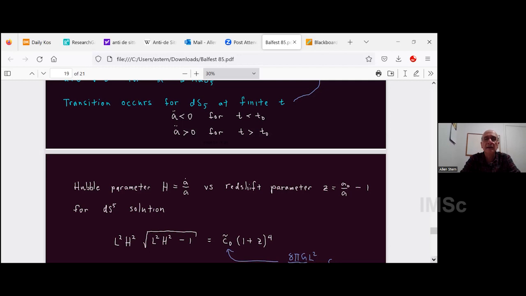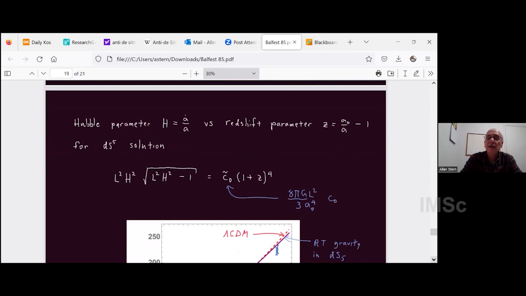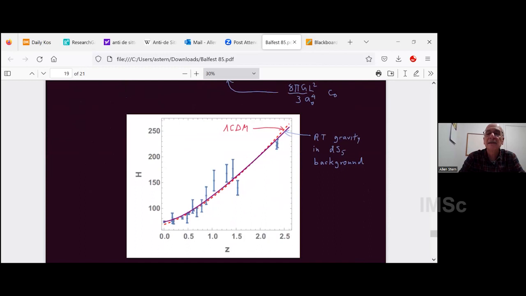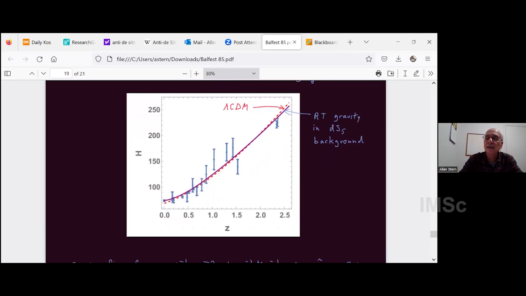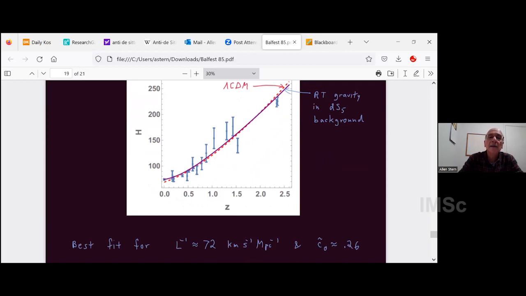And one can then make a plot and compare these results with the experimental observation. One can get a pretty good two-parameter fit of this curve. That's this solid curve with the data. The red dashed curve corresponds to the standard model, that is the lambda cold dark matter model for cosmology. So it fits pretty well. This stupid little model seems to fit just as well as the standard model.